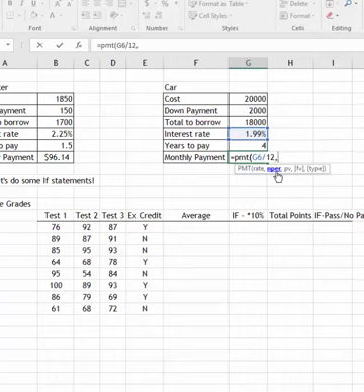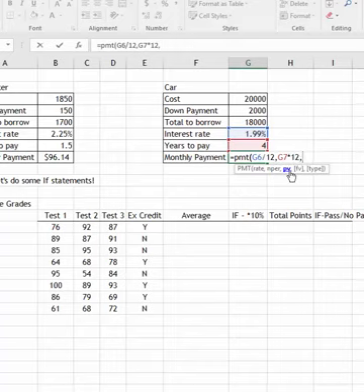And then the NPER is how many number of payments. So I always remember number of payments, NP. It's not what it means, but that's how I remember it. So that's 4, but we pay every month. That's 4 years times 12 months. And then a comma.